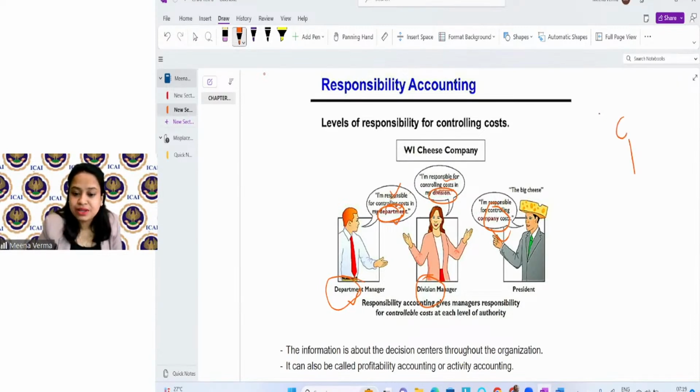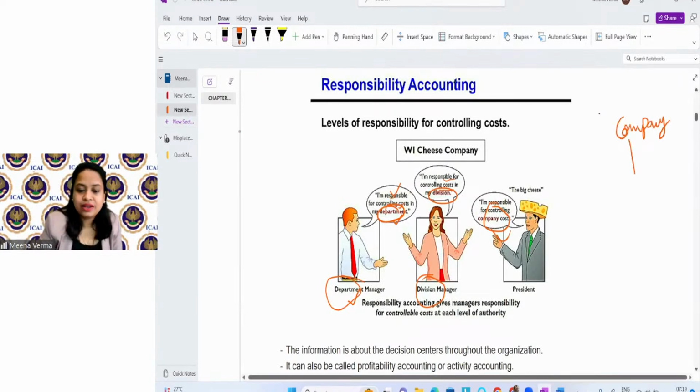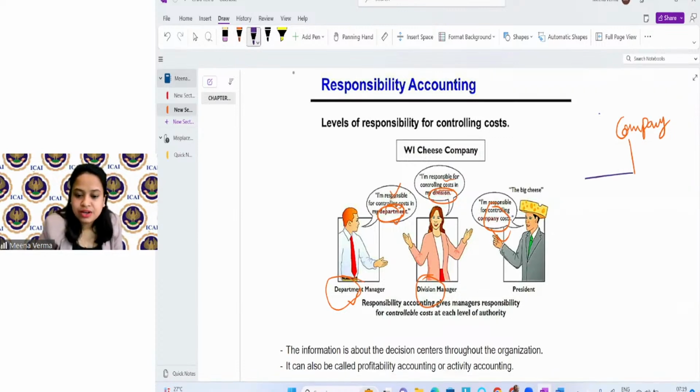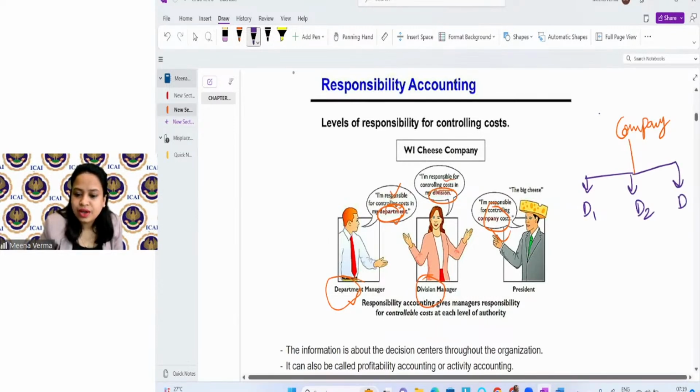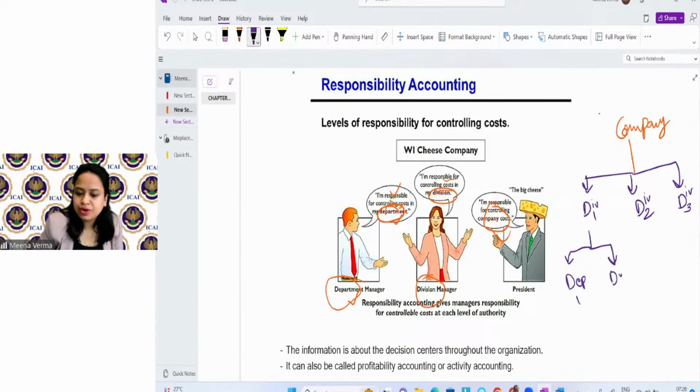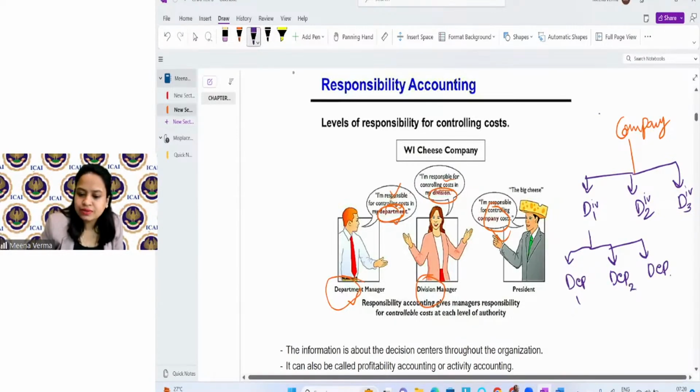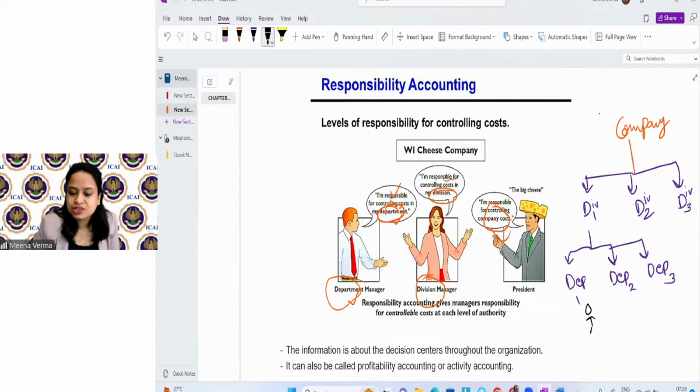You can see this is a company, and the company can have different divisions: Division 1, Division 2, Division 3. And these divisions can have different departments: department 1, department 2, department 3. Now the point is that we will have different levels of manager, right? Here we have manager, then senior manager, then vice president. In this way, we appoint different managers in a company.